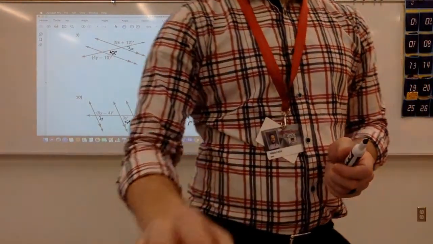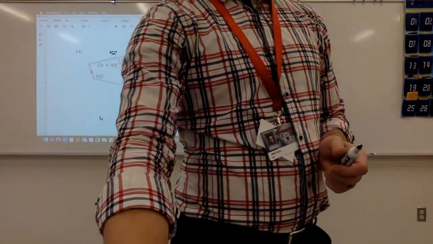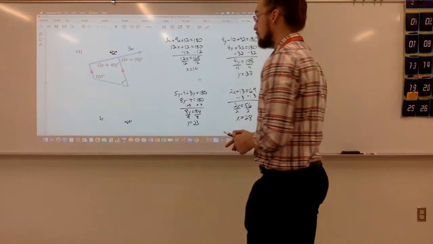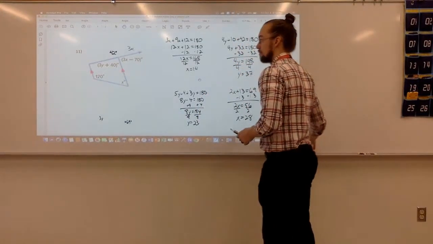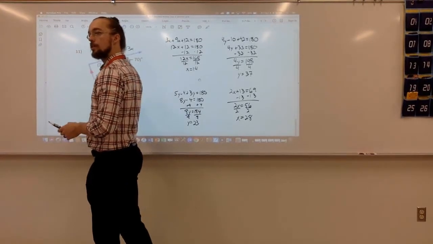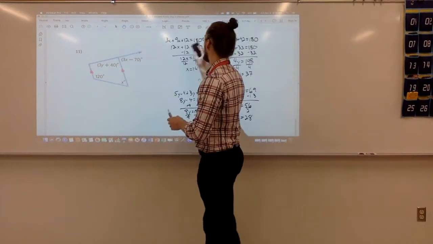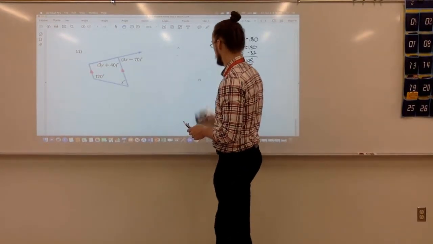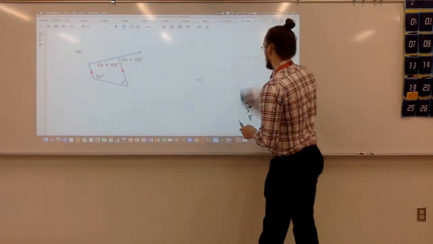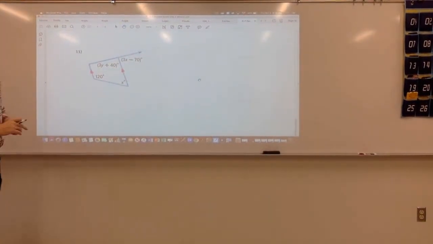All right. So we've got one more to take a look at here. For this one, do you have to find y, or do you just find the angles? You want to find x and y. So if you know the angles, then you can find x and y, right? On the last one here.